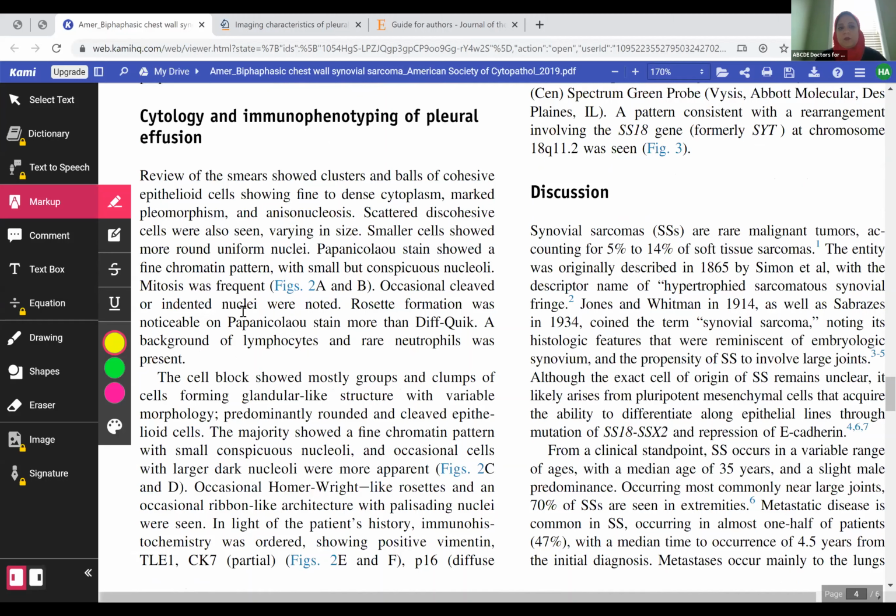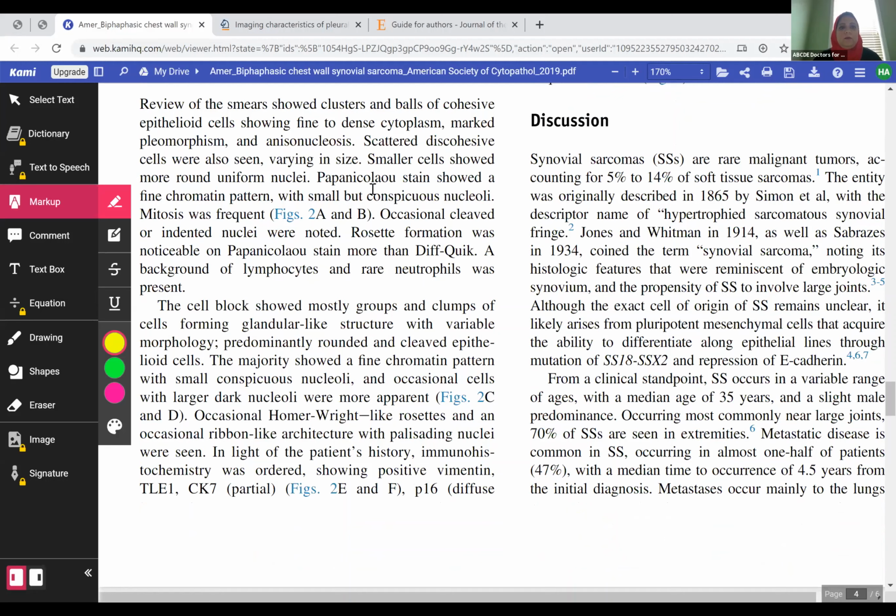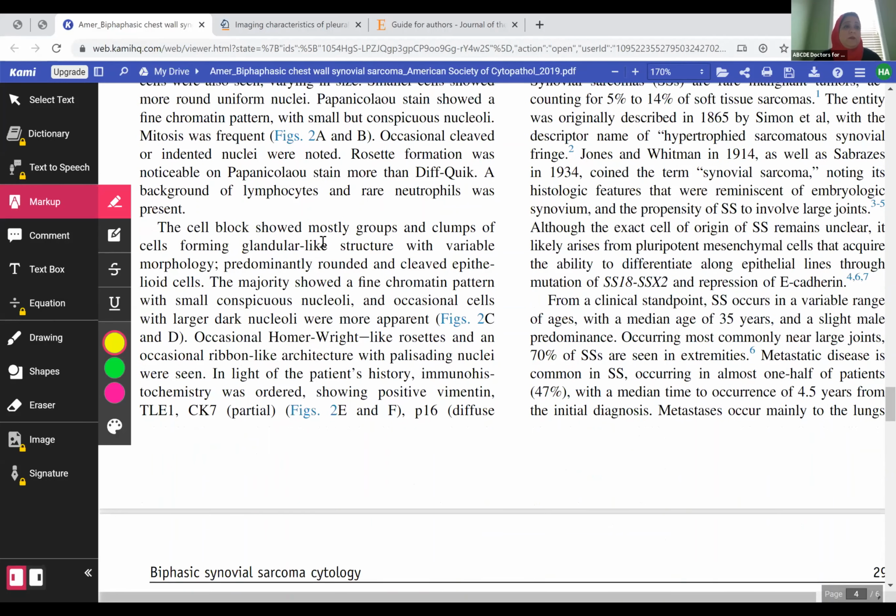So, what did we see? Clusters and balls of cohesive epithelioid cells. Okay, so that's what the cells look like. And what did the cytoplasm and the cytomorphology look like? Fine to dense cytoplasm, pleomorphism, anisonucleosis. Discohesive cells were also seen, varying in size, smaller cells, round nuclei. What did it look like under Pap stain? Was there mitosis? Yes. Were there cleaved nuclei? Was there any rosette formation? Yes. What was the background? The background had lymphocytes, rare neutrophils.